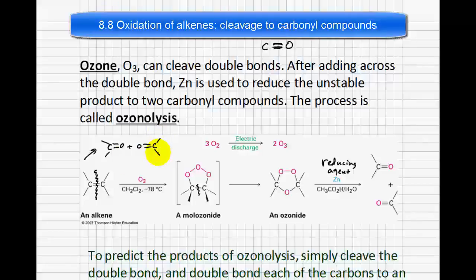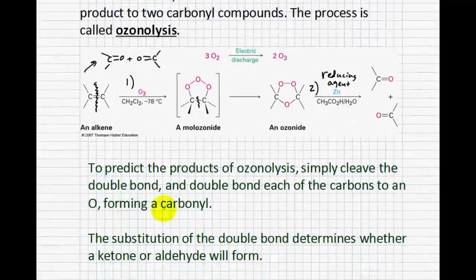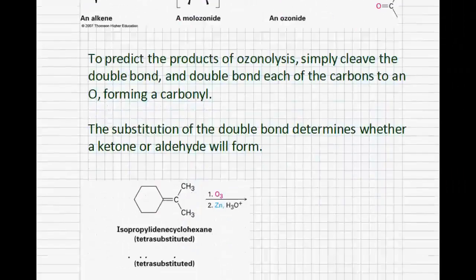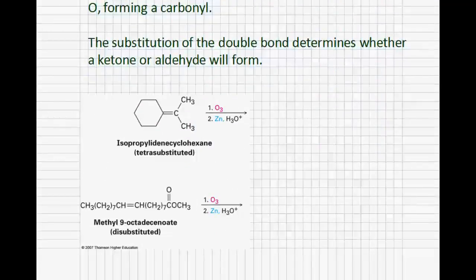So that's all there is to ozonolysis. It's, again, 2 steps. Step 1, O3. Step 2, Zn. So you need each of those steps in sequence. If you want to use a single arrow, put 1 O3 above it and then 2 Zn below it. You have to show that it's 2 steps, just like a lot of these. But really very simple product. You cleave the double bond, you form a C double bond O in its place. The substitution of the double bond determines whether a ketone or an aldehyde will form.